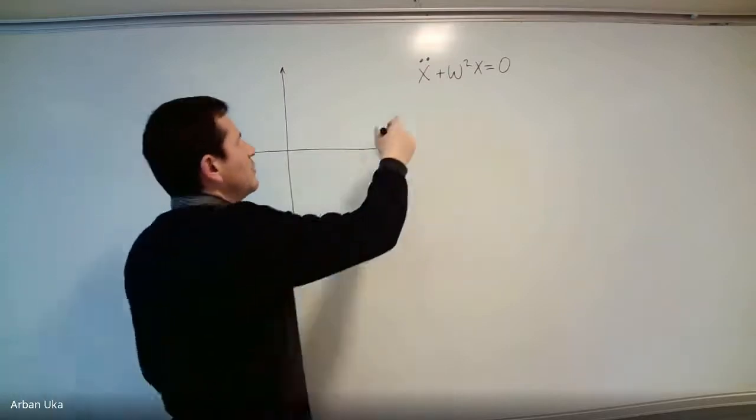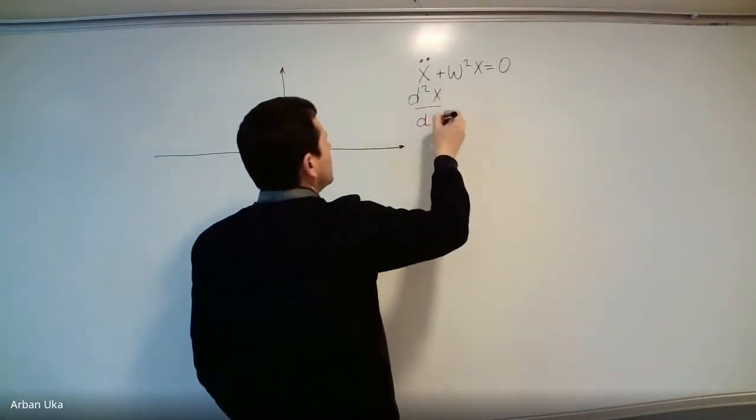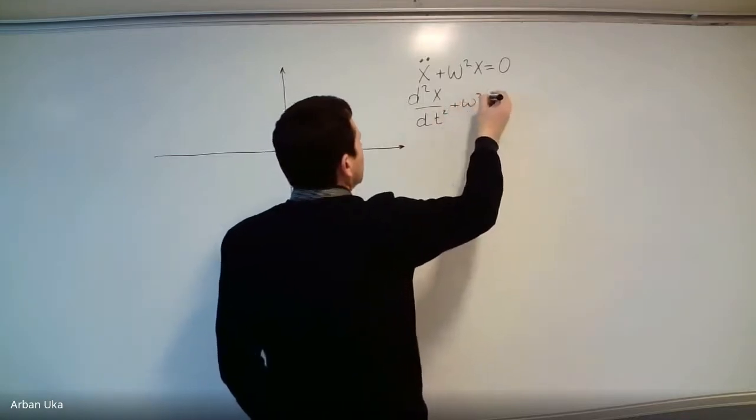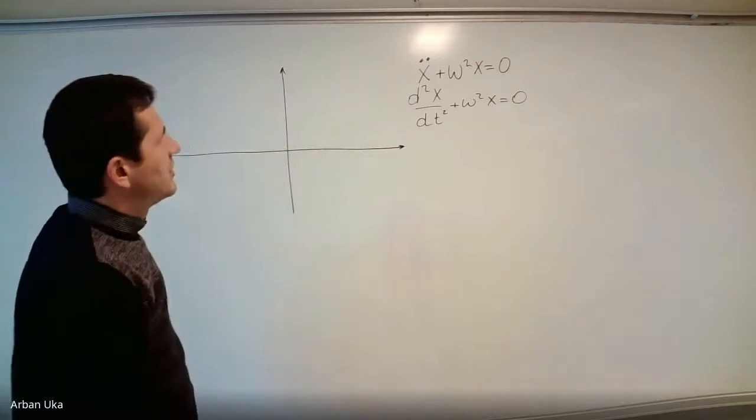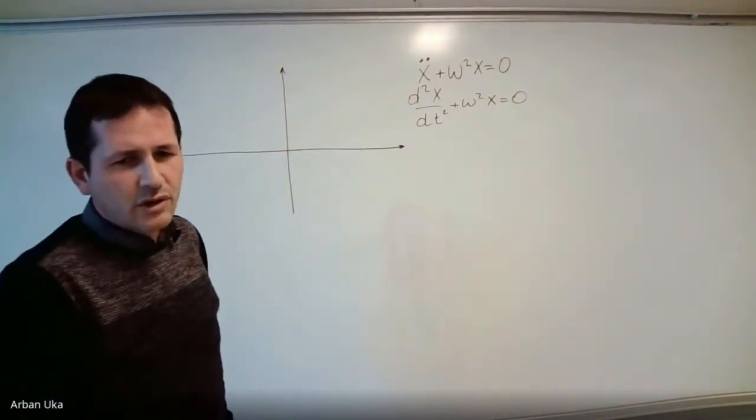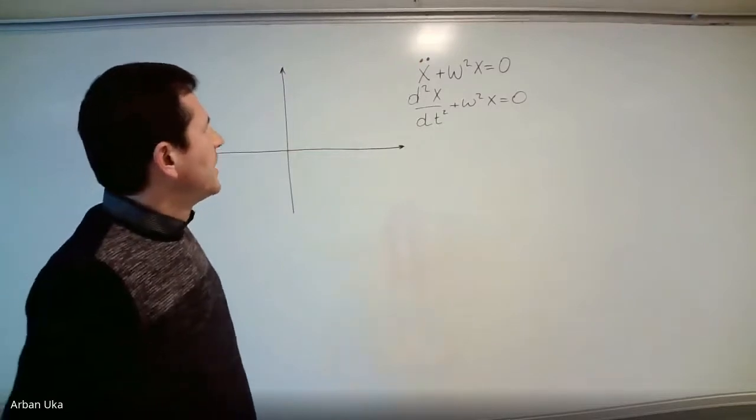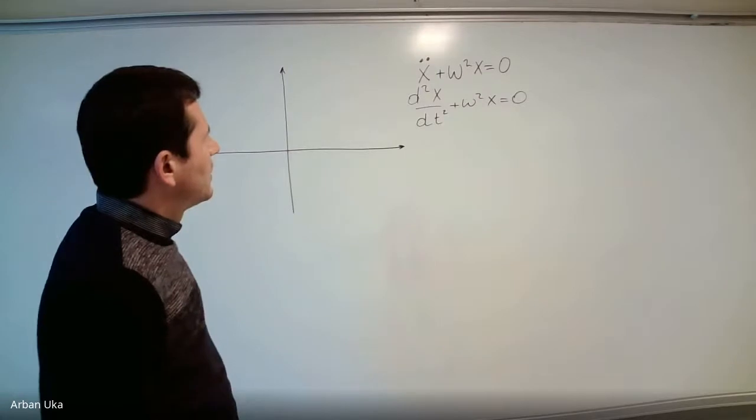Now, this equation that you just mentioned, this is the second derivative of x with respect to time plus omega squared x. This is equal to 0. Now, you are electronics engineering. You are going to see these differential equations in the second year and in the third year a lot.